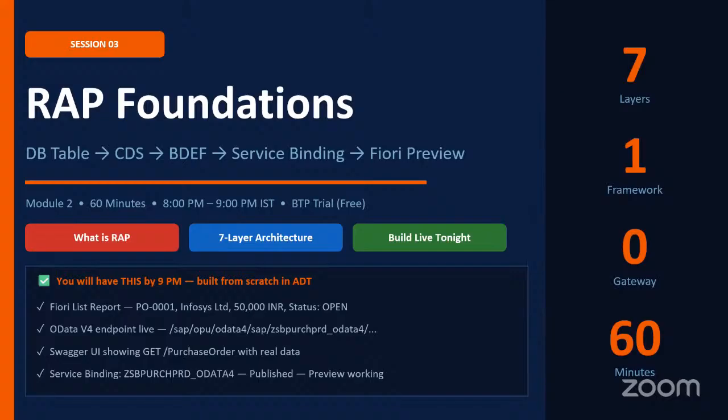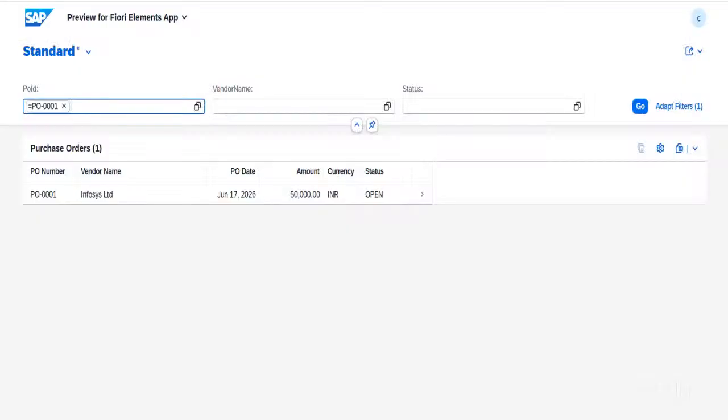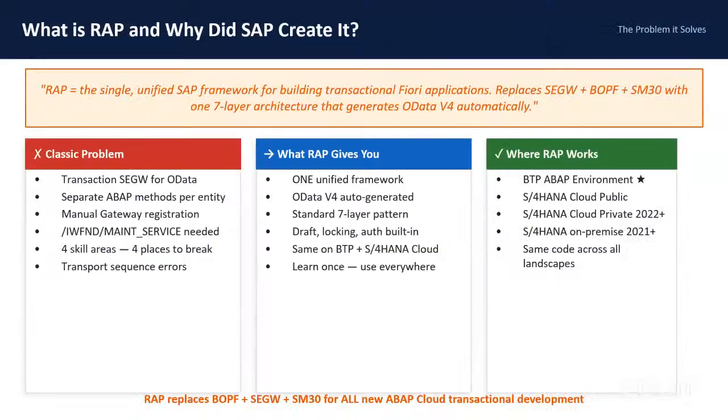In this whole session we are going to talk about what RAP is and its 7 layer architecture, and then using those 7 layers we are going to build a live practical application. So this is how it is going to look later. So let's talk about what RAP is.